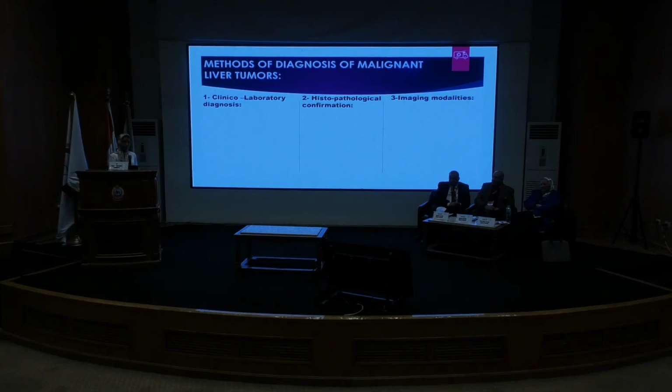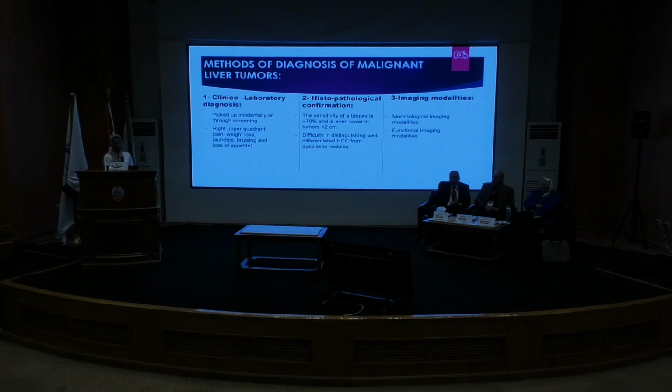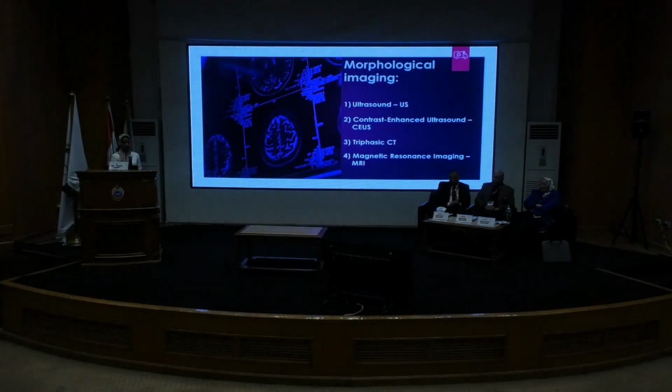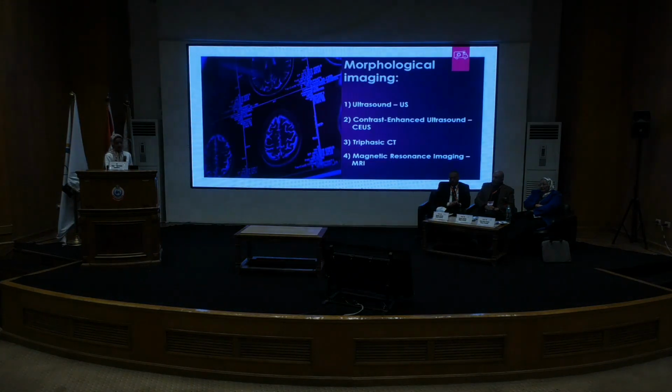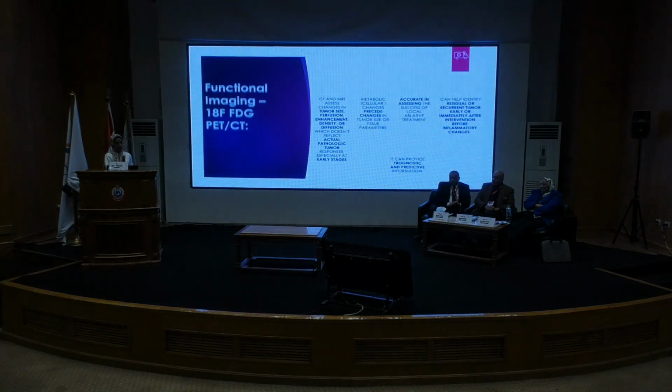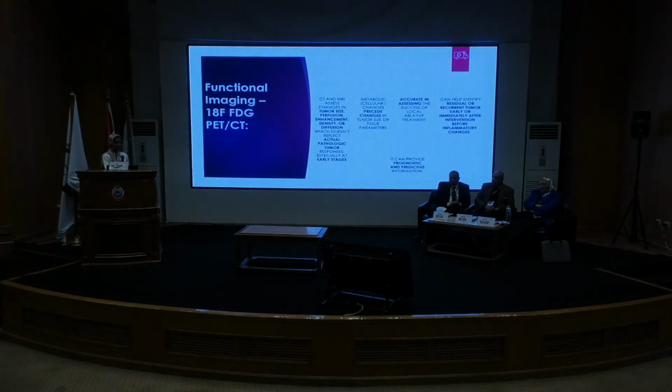When it comes to methods of diagnosis of malignant liver tumors, we have clinical laboratory diagnosis, histopathological confirmation, and imaging modalities. Imaging modalities consist of morphological imaging and functional imaging. For morphological imaging, we have ultrasound, contrast-enhanced ultrasound, triphasic CT, and MRI. Then we come to the functional imaging modality, which is FDG PET-CT.